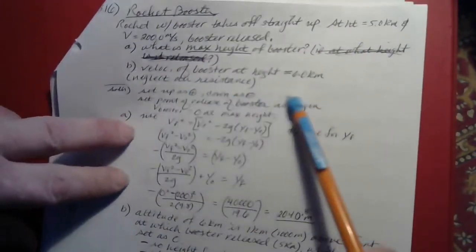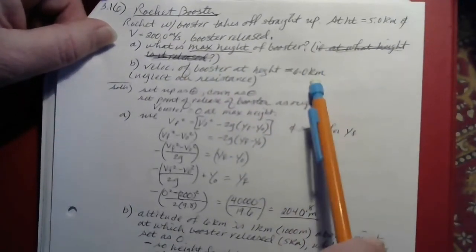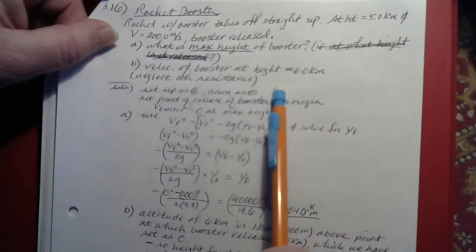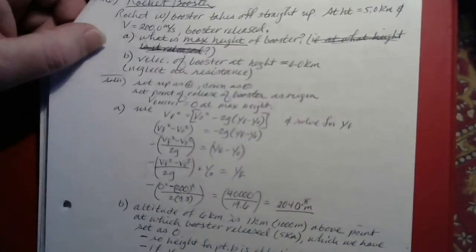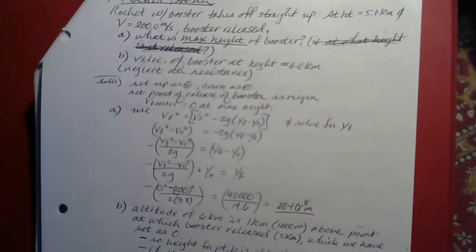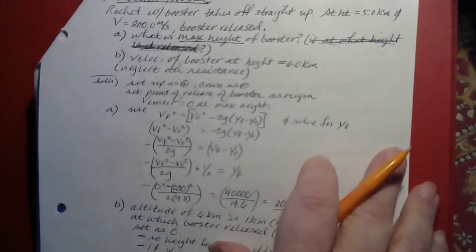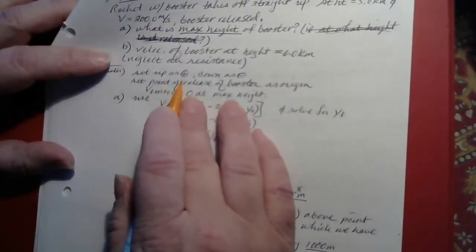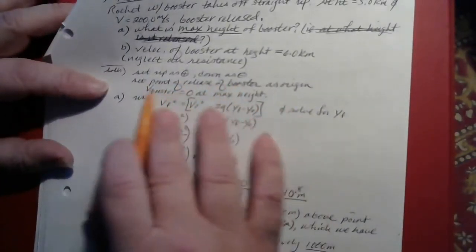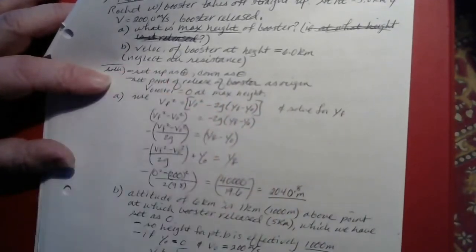And then we also know, what is the velocity of the booster at a height of 6 kilometers, neglecting air resistance. Okay, by the time you're that high, the air probably isn't much of a factor anyway. So that wouldn't be too bad to try and ignore. Okay, so for our setup, we're going to call upward positive and downwards negative. We're going to set the point at which the booster is released as 0 in terms of y.